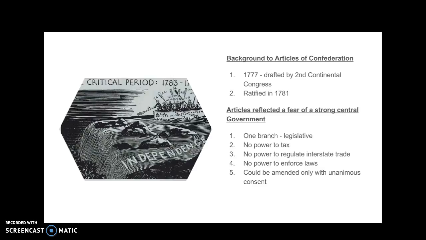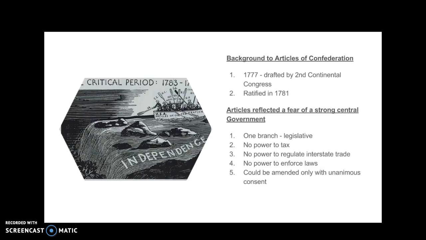Some background questions first. What type of government would you expect to develop as a reaction to the British unity system? Would it be natural to expect an overreaction? Why was power in the hands of state governments preferable to power in the hands of a central government? You have to remember that these Articles of Confederation are drafted in 1777, the year after independence is declared. It's going to be ratified or approved in 1781 as the Revolutionary War is going on. So these articles reflect a fear of a strong central government. We are in the midst of fighting a war to get rid of a strong central government.